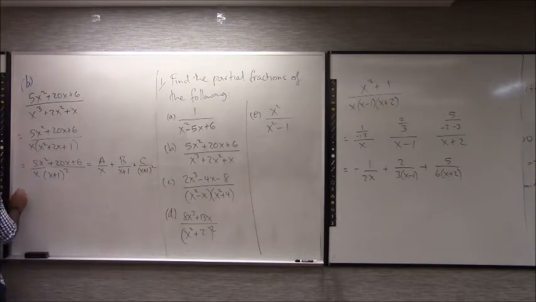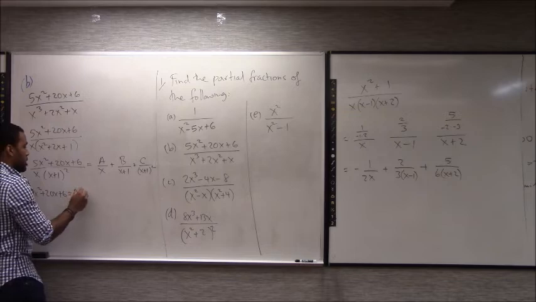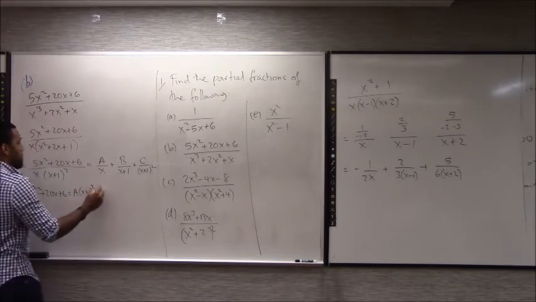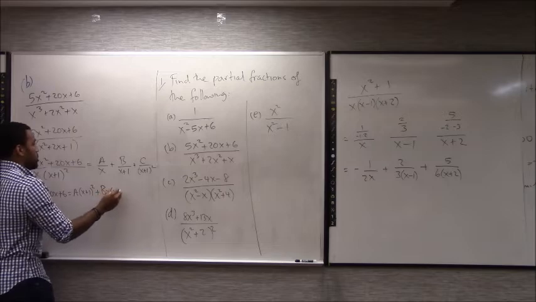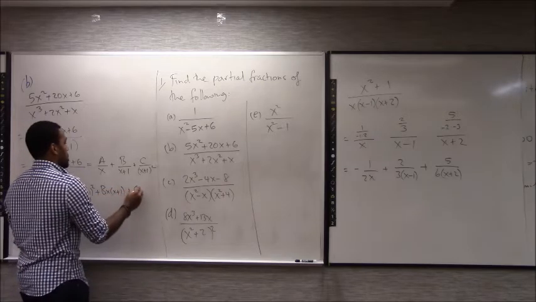And what do we do now? Multiply by the denominator on the left. Multiply by this, so we get: multiplying by this, the x's would cancel, you get A times x plus 1 squared plus Bx times x plus 1 plus Cx.